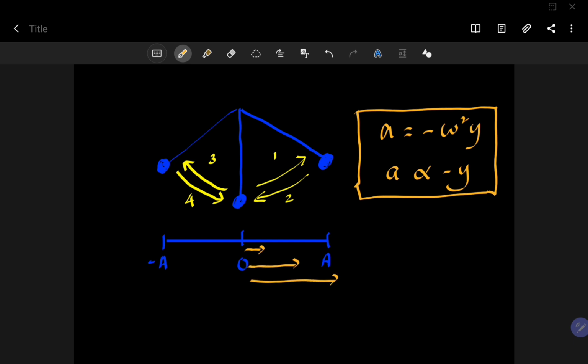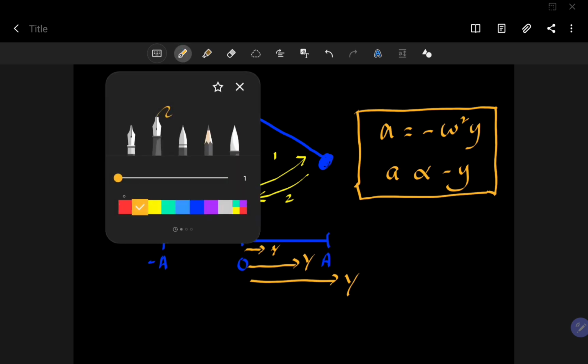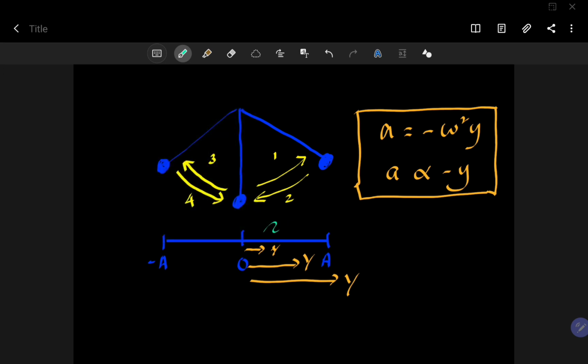Alright, so this is Y, which is increase. What happened to A? A also increased, but in the opposite direction of Y. So based on that, A is directed towards the equilibrium. This is A. As long as Y increases, A also increases, but in the opposite direction of displacement.